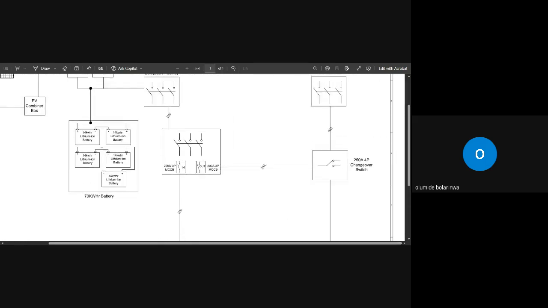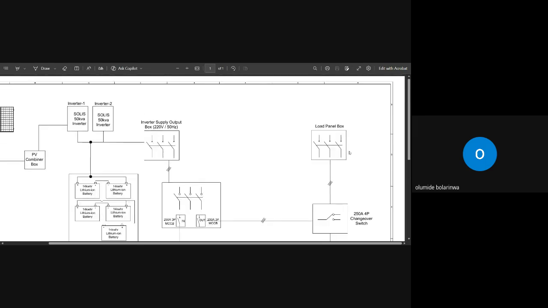From this our changeover, that is where your normal load panel will now come in. Just like you want to tap from your inverter, immediately there is no light, you just change to inverter. Now this load panel box, sometimes it might be your DB. Sometimes we have an inverter DB system separately, and we have our power PV system separately.